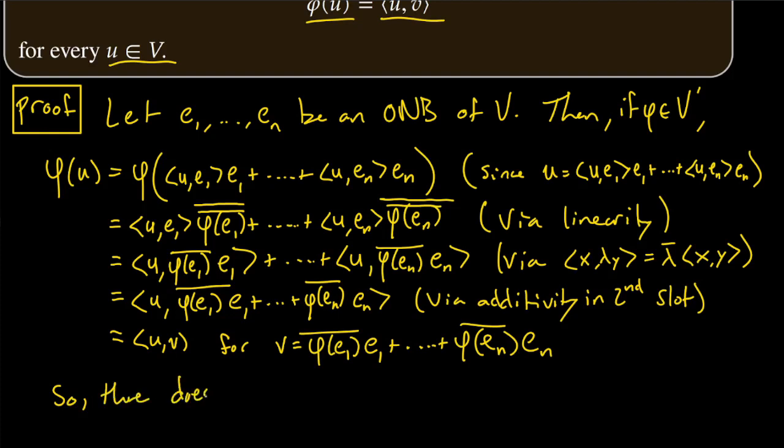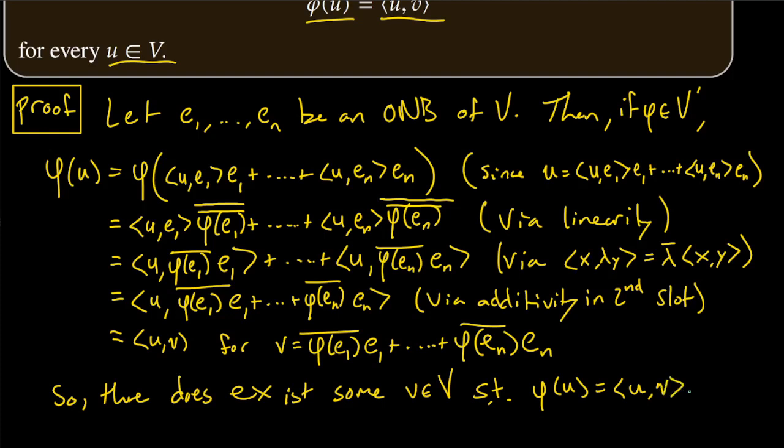So there does exist some v in V such that phi(u) is equal to the inner product of u with this v for all u in V. To be clear, why we can see that this works for all u is, check it out. This v doesn't even remotely depend on u. It's all in terms of the orthonormal basis. And it works no matter which orthonormal basis you choose. Pick any one you want. You'll get a v. Bada boom.